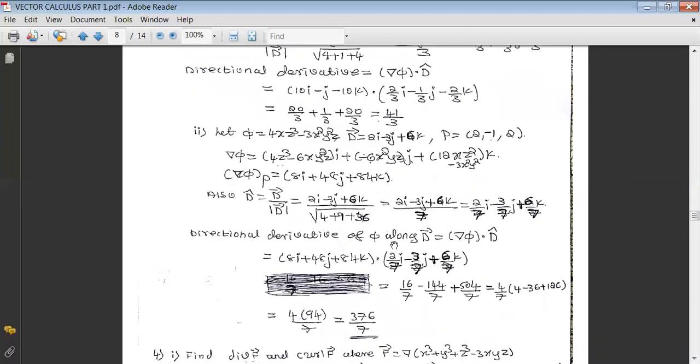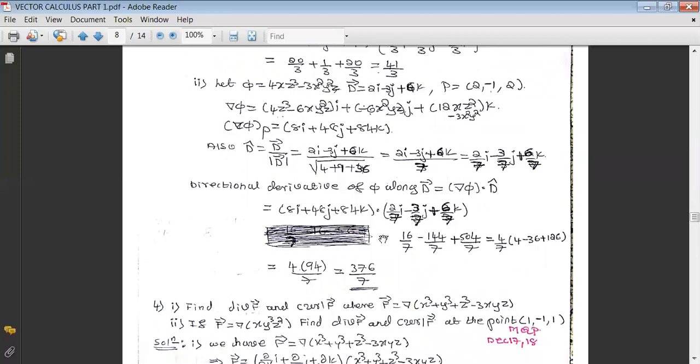And the directional derivative along d bar is given by the dot product of del phi and d cap. Del phi is given by 8i plus 48j plus 84k dot, and d cap is given by 2 by 7 into i minus 3 by 7 into j plus 6 by 7 into k. Now this one equals, if you multiply, that is 16 by 7, and this will be minus 48 into 3, that is 144 divided by 7, minus of minus plus, that is 84 into 6, that becomes 504 by 7.